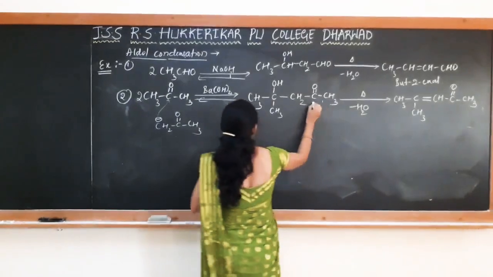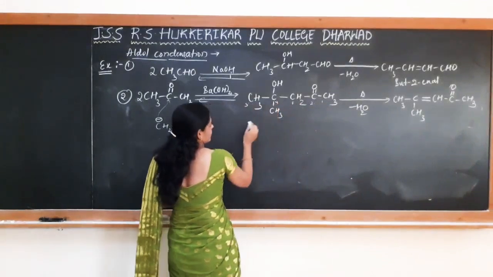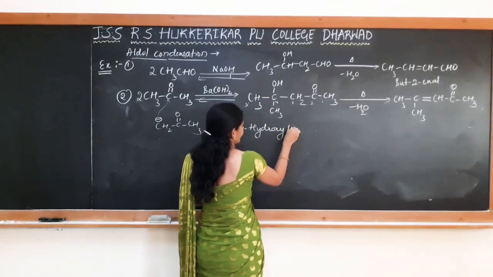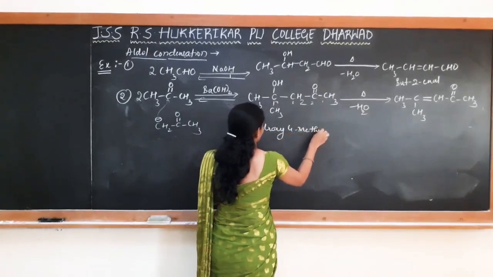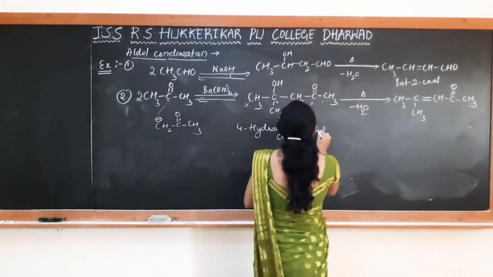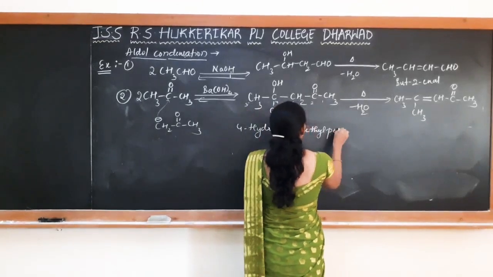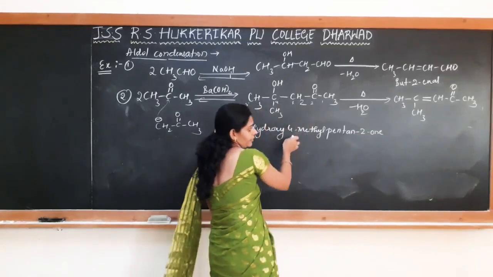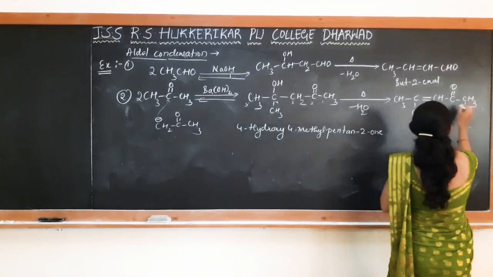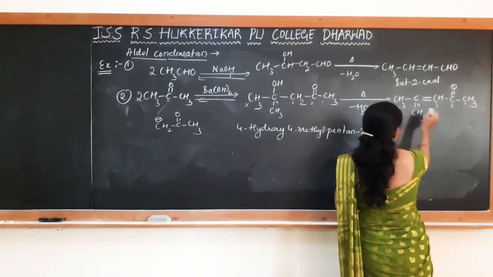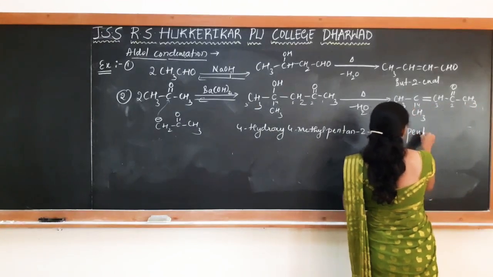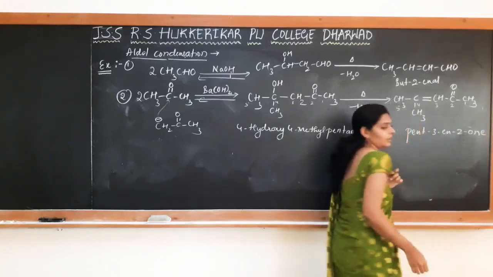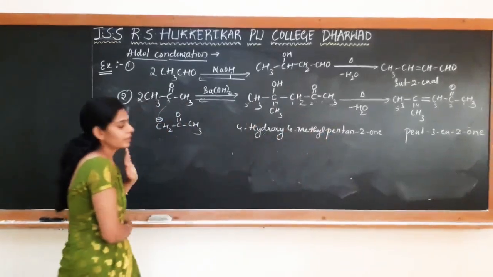Just name the compounds. 4, 5. So this is 4-hydroxy, 4-methyl, pentan-2-one is the first product. This one is named as 4-methylpent-3-en-2-one. Okay, so this is the reaction.